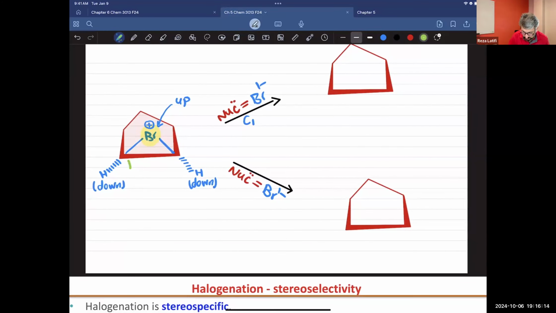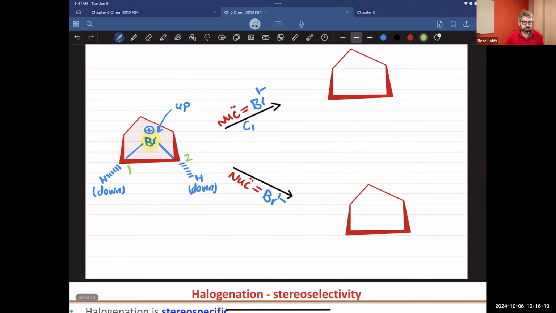Okay, so here I have two carbons. This is going to be carbon number 1, and that's carbon number 2. If the bromide attacks carbon number 1, I'm going to have bromide at the bottom. Which bromide? The new one that we are adding. I'm showing it with blue color. Now, what will happen to hydrogen? Hydrogen is going to go up, because we added the nucleophile to the bottom of the molecule.